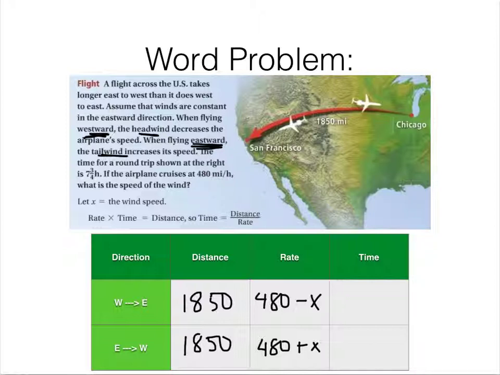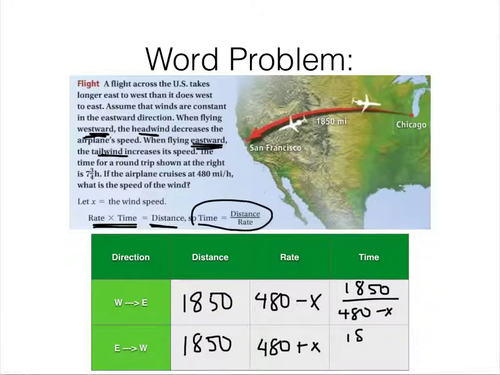Now, distance is equal to rate times time. So if I solve for time, it's distance over rate. So 1850 over 480 minus x, and 1850 over 480 plus x. And when we add those two together, we get the total time, which was 7 3/4 hours. Oh, that's supposed to be a 4 hours.